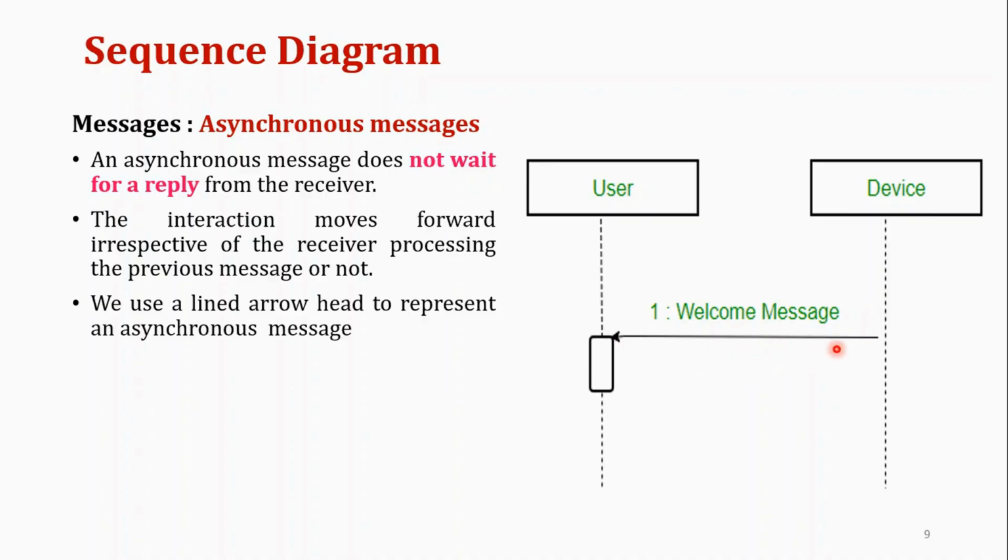So the sender doesn't wait for the receiver's response. Here the sender is the device. It does not wait for the receiver's response. It keeps sending. It is represented by a solid line with an arrow. And the real world example for this one is a user places an order and receives the confirmation mail from the e-commerce portal.